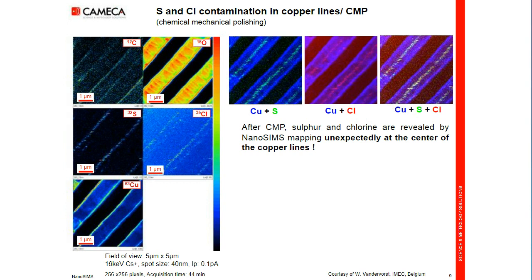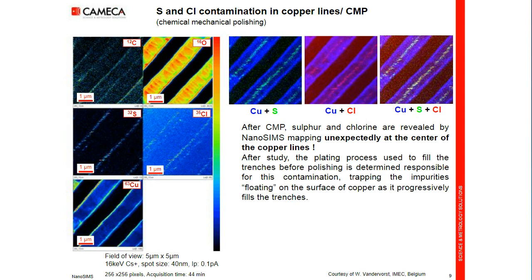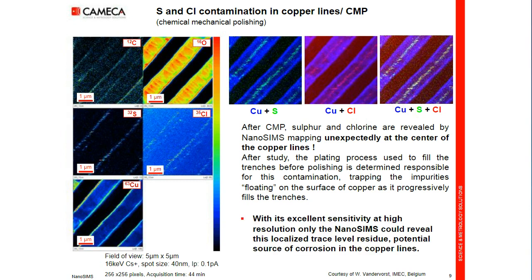But after some study, the plating process used to fill the trenches before the polishing was determined to be responsible for this contamination, trapping the impurities floating on the surface of copper when copper progressively fills the trenches. So again, we see with this example good resolution, say 40 nanometers, together with the capability to detect light elements at trace level, like sulfur and chlorine. No other analytical technique could detect this type of contamination.